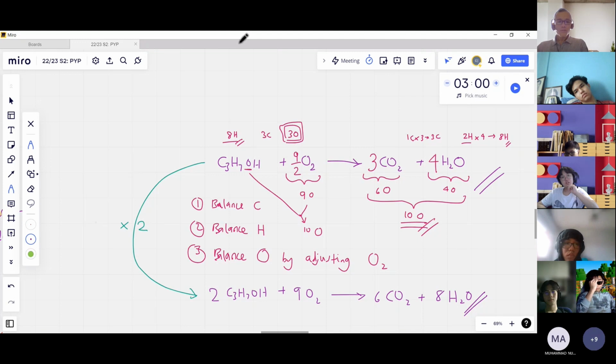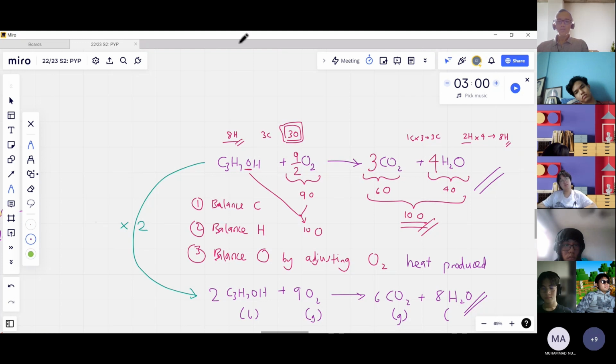Now, as mentioned, you're supposed to know the states. This is a liquid. Remember, the first four alcohols are all liquids. O2 is always a gas. CO2 is always a gas. And because you have a lot of heat produced in a combustion, your water is typically vaporized into water vapor or even steam. So this is a gas too. Questions, anyone?